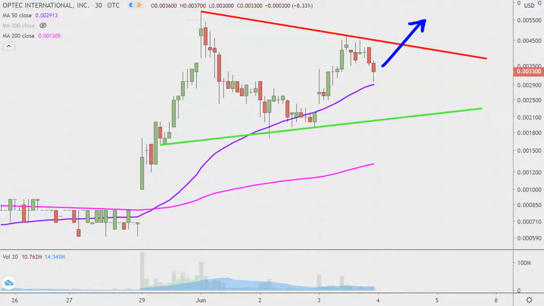Now, what is more likely to happen is, yeah, a breakout to the upside. But just because something is likely to happen doesn't mean that it will for sure happen. There's a big difference between each of those. So I'm not saying that's what's going to play out. But that is the current status of the chart.